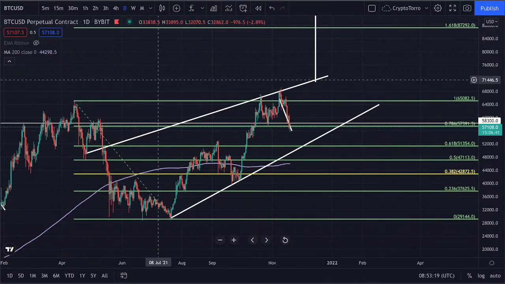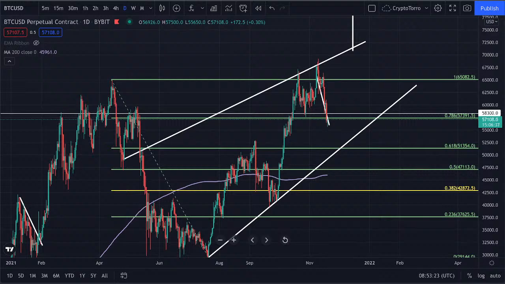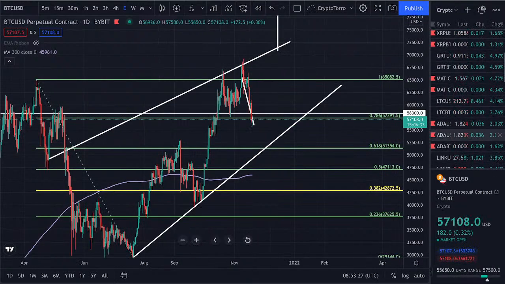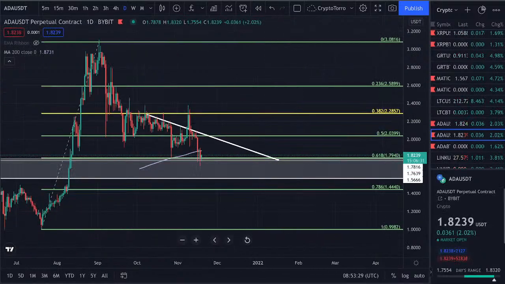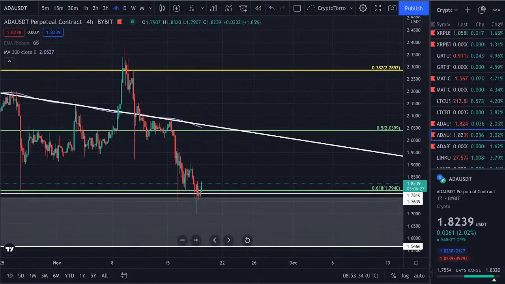And right now I would like to take a look at a few other cryptocurrencies. So in general, I like to take a look at Cardano to see what the current development is on this cryptocurrency, and I would like to monitor it very closely on the 4-hourly time frame.